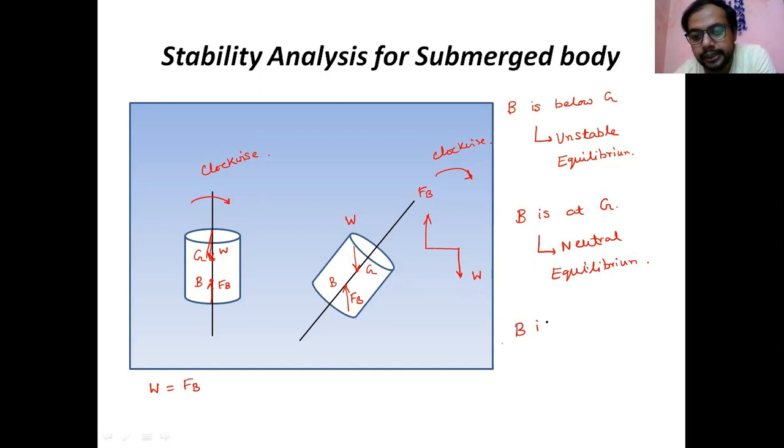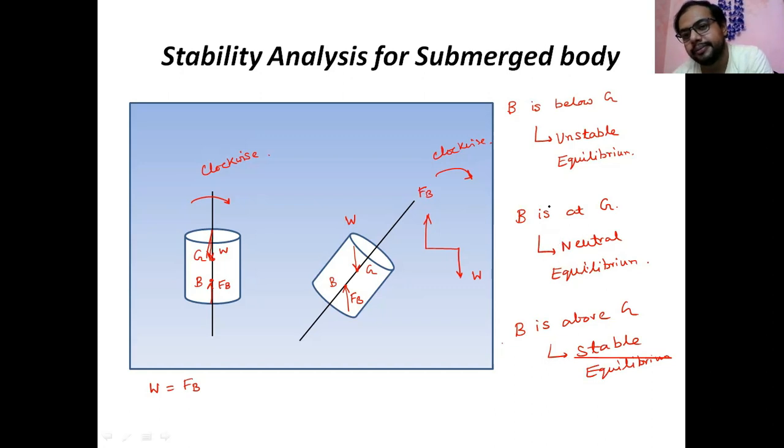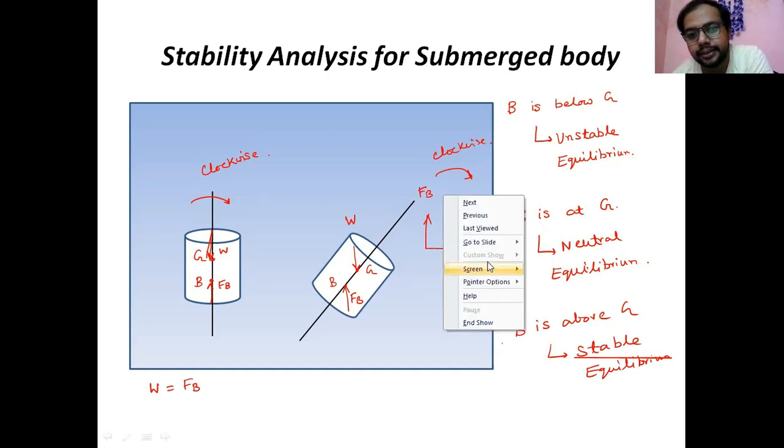So if B is above G, stable equilibrium. This case we have seen previously. If B is below G, unstable equilibrium, which we just saw. And if B is at G, neutral equilibrium, because the B and G positions will not change; it will remain similar.